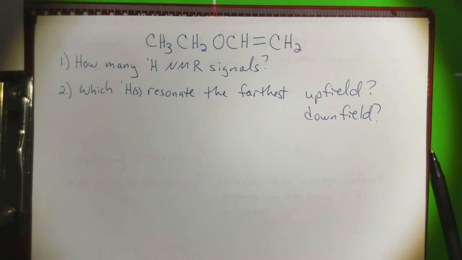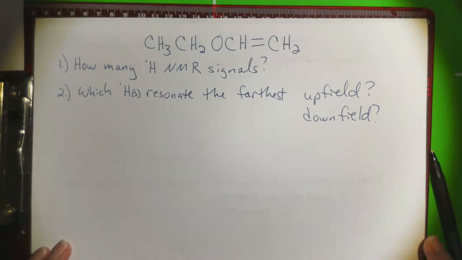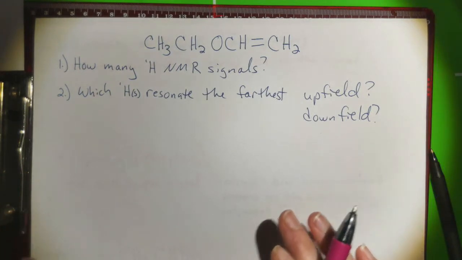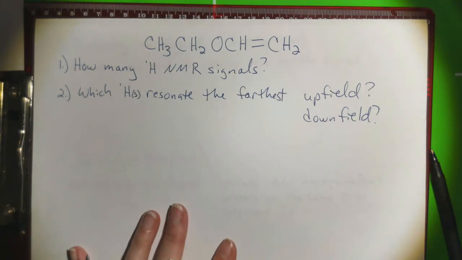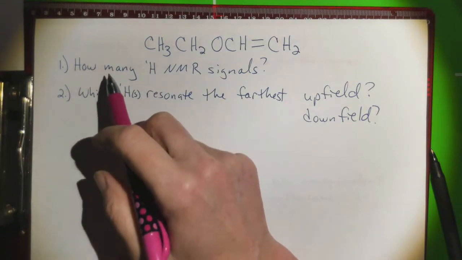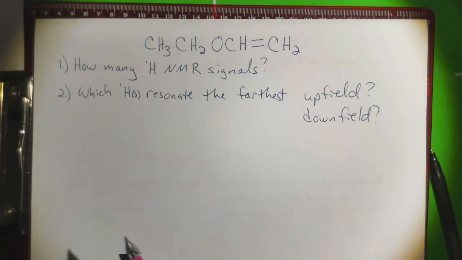So here we've got ethoxyethene, also known as ethyl vinyl ether, which is a really common starting material for organic synthesis. And let's go ahead and see if we can apply what we know so far about proton NMR for this compound. So when we talked about the 4 important characteristics of a proton NMR spectrum, number 1 is the number of signals. So you're going to notice I'm always asking you, like, how many proton NMR signals are there? Or how many absorptions do you see in the spectrum?